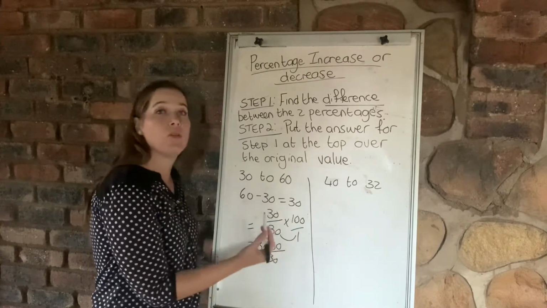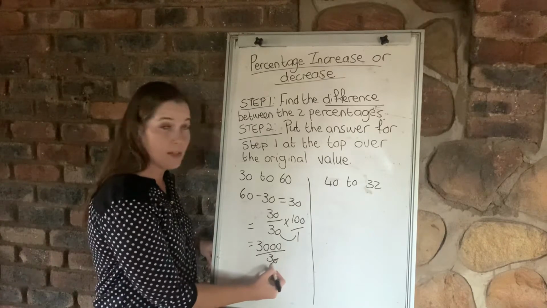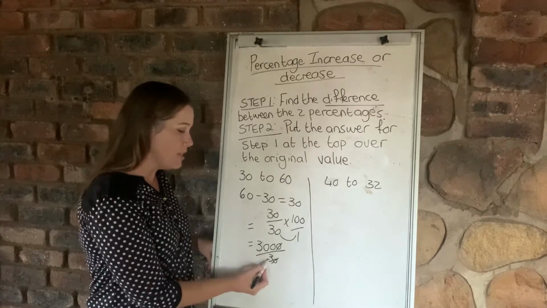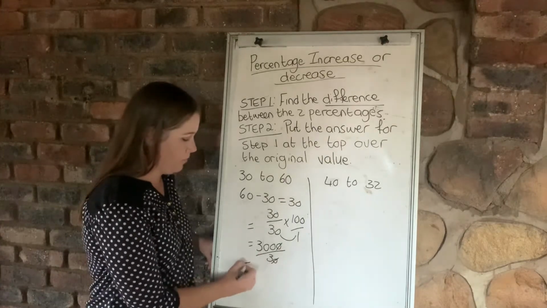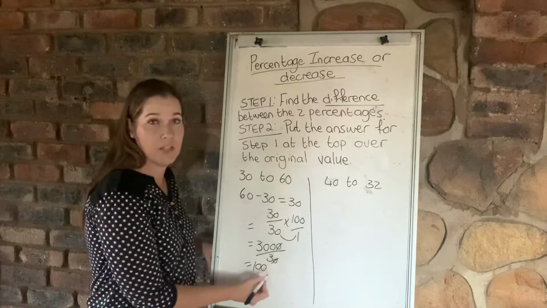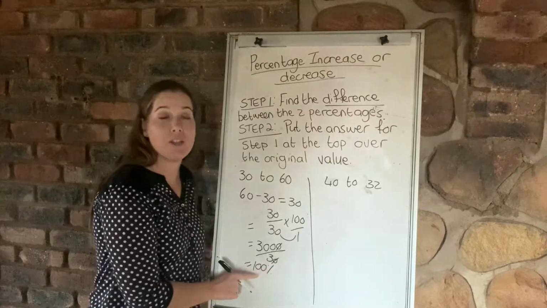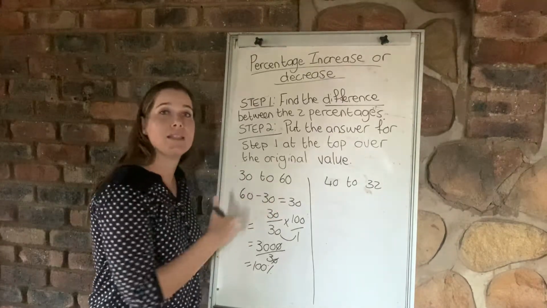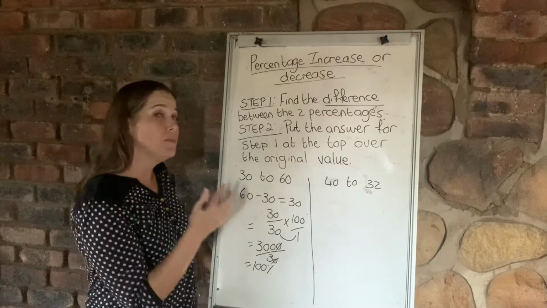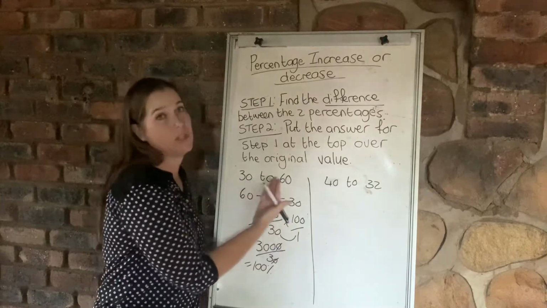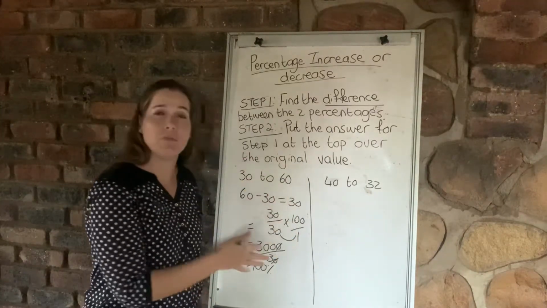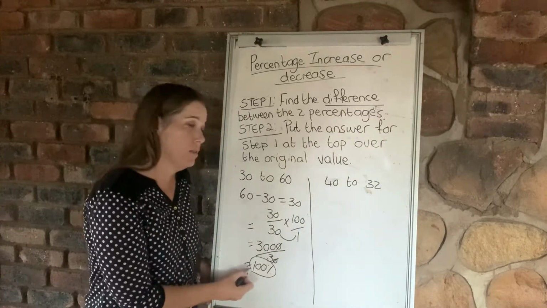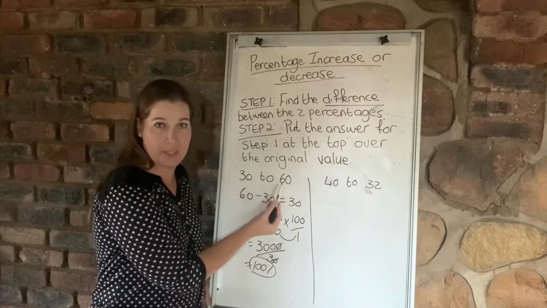Now, if we cross out the 2 zeros, we can only cross out 1 zero at the bottom and 1 zero at the top. How many times does 3 go into 300? 100 times. So my percentage increase was 100, which makes sense because to get from 30 to 60, that's 100% more. And because it became more, it went from 30 to 60. It's an increase. Increase means gets bigger. So there was a 100% increase to get from 30 to 60.